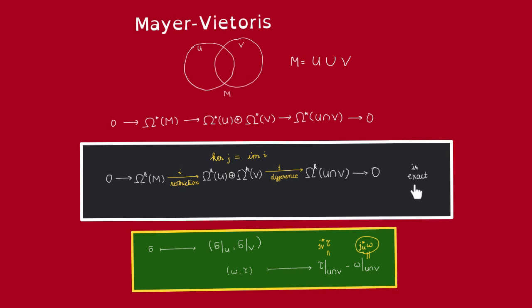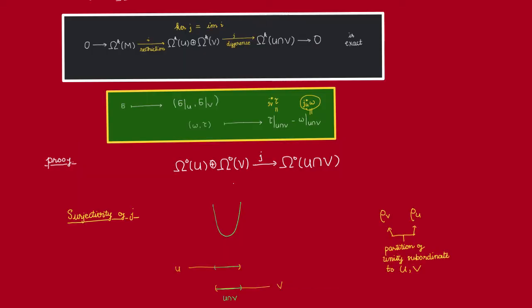So to show that this sequence is exact, it remains just to show that this map j, the difference map, is surjective. Let's prove this surjectivity for the case when k is equal to 0, because in that case all of these are just smooth functions, and we can use our intuition about functions. The case for general k is exactly the same. So let's take an f, which is a smooth function on U intersect V. Now we want to construct f_V and f_U so that f is just the sum of f_U and f_V on U intersect V.